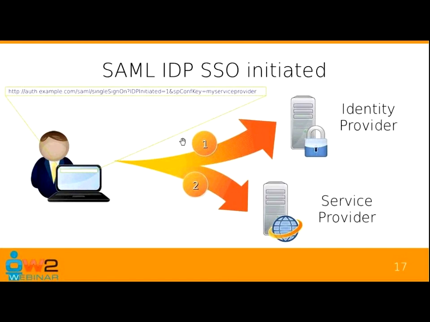In standard SAML, you have a new profile, which is called SAML IDP SSO initiated, which requires only 2 steps. So you can connect to the identity provider and say that you want to log in to a specific service provider. You can see that we have a specific key in the URL. And with this profile, you will be able to log in directly to the service provider without having a first request to the service provider. So this is now possible with LemonLDAP.